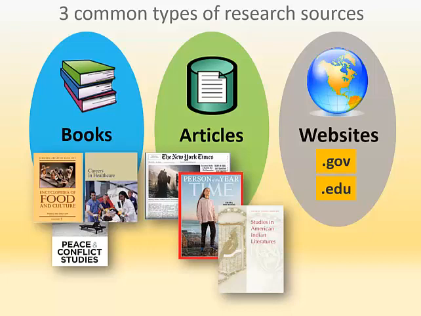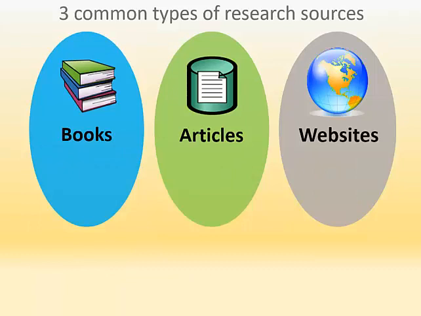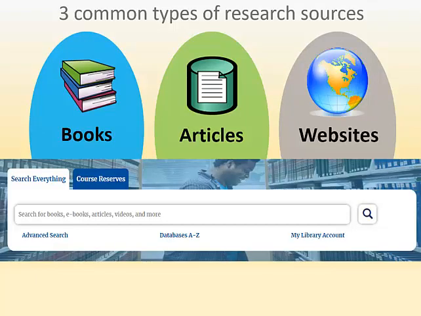So, how can you find these types of sources? The library has multiple tools you can use to discover books, articles, and websites. We'll see a very brief demonstration now, but you'll want to watch other library tutorials to see searching in more depth. On the library homepage, you'll find the library search box.